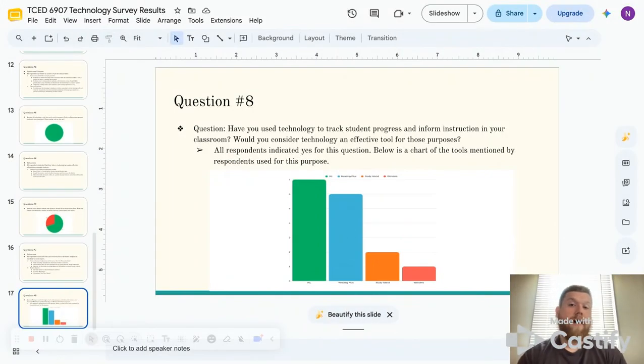7 out of the 10 respondents indicated that they used IXL. IXL is a program where you could provide supplemental materials, supplemental activities for students to complete, and you can monitor their progress, seeing how much time they spend on different concepts, and seeing what their mastery of the concepts is. Next, we have Reading Plus.